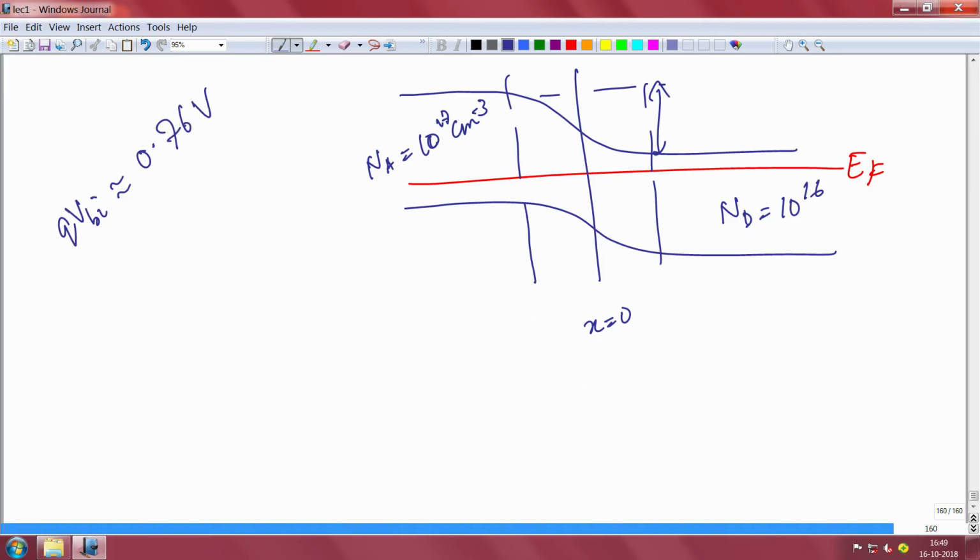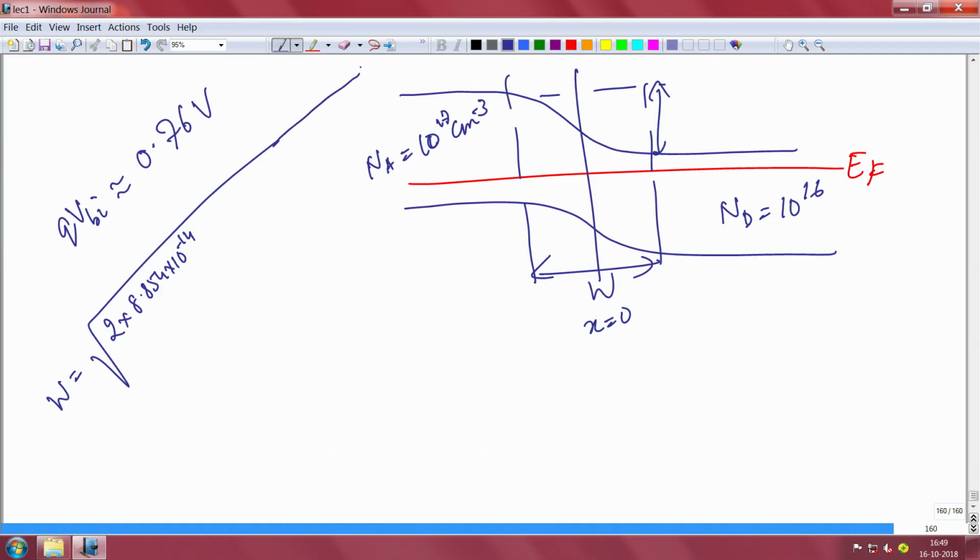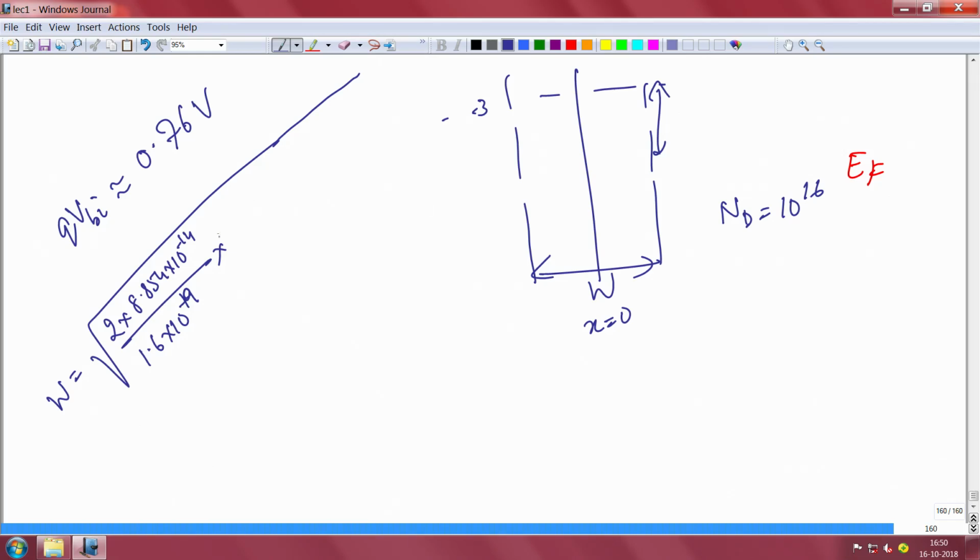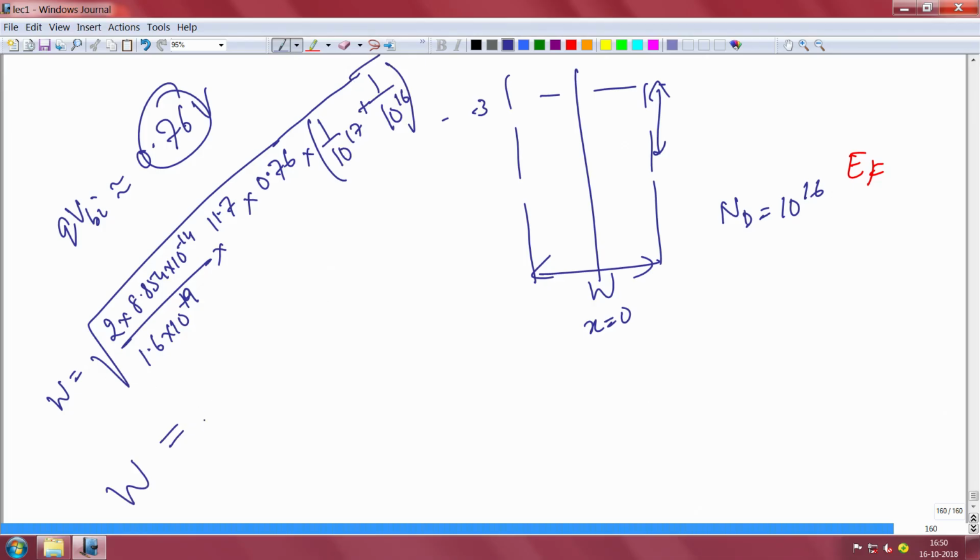So for finding the total depletion W, you just have to do W equal to square root of 2 into epsilon, which is 8.854 into 10 to the power minus 14 farad per centimeter. You should be very careful about the units. Divided by q, which is 1.6 into 10 to the power minus 19 coulomb, into your epsilon of silicon 11.7, into built-in voltage q Vbi, which is 0.76, into 1 by 10 to the power 17 plus 1 by 10 to the power 16. If you do this, you will find the value of W, and it can be a few hundred nanometer, depends on whatever.